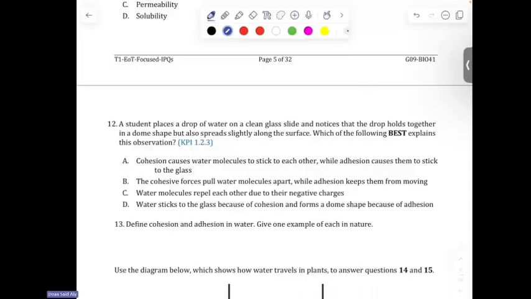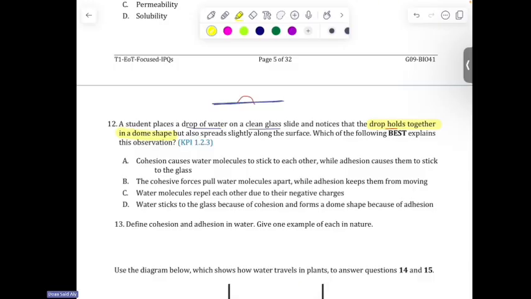Then number 12. A student places a drop of water on clean glass. But here you have to pay attention. Placed a drop of water on clean glass. This is the clean glass and this is a drop of water. Slide and notice that the drop holds together. I will underline it, I highlight it. The drop holds together in a dome shape.